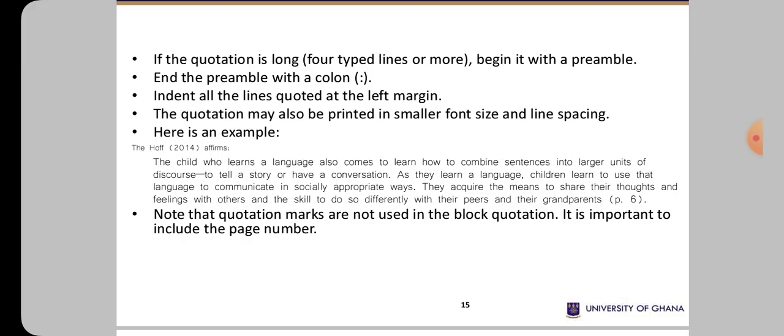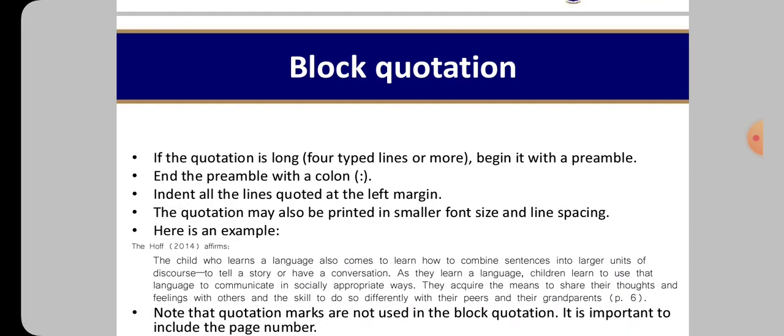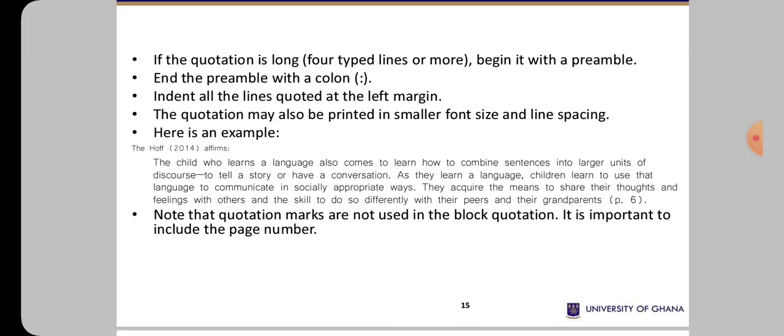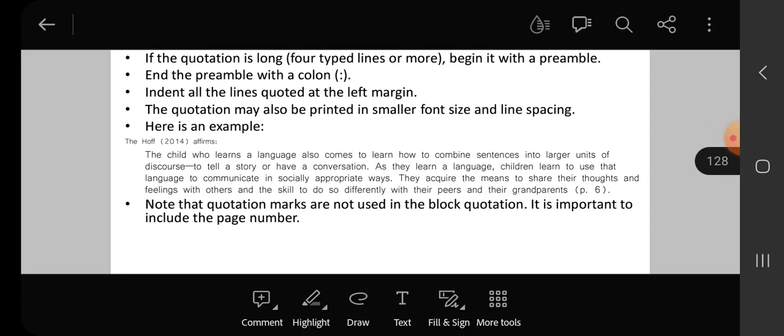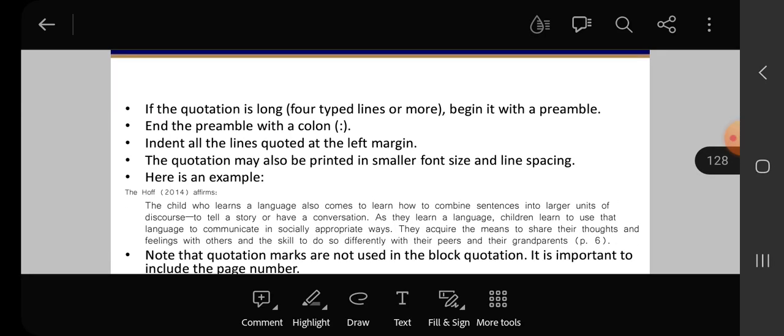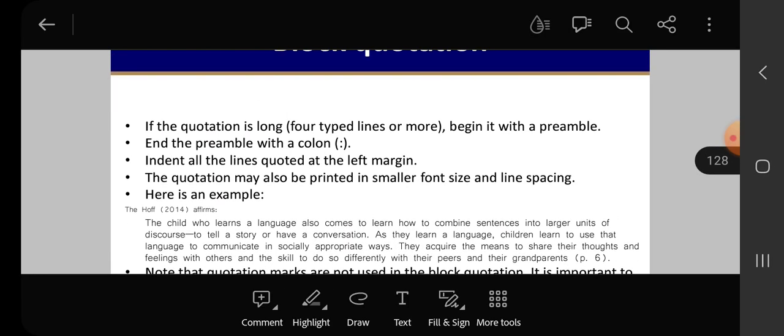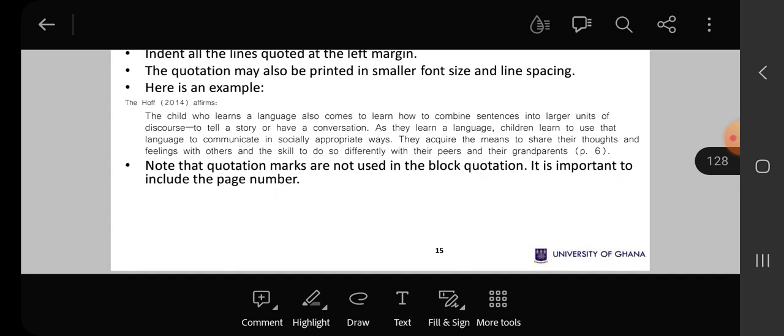That's page 6. So that is a typical example of block quotation. This is a block quotation. As I told you earlier, we use it only if the lines are larger, more than 4 lines. So note that quotation marks are not used in block quotation. It is important to include the page number.